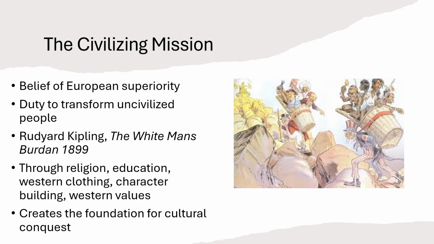Rudyard Kipling wrote a poem called The White Man's Burden, and this was in 1899. And he argues that through religion and education and Western style clothing and character building and Western values, and by bringing all of these things to these corners of the world, this will basically help people become more civilized.